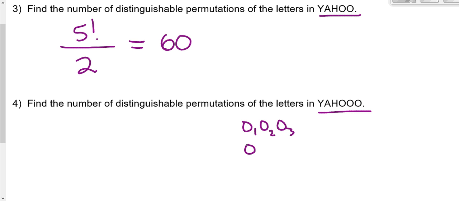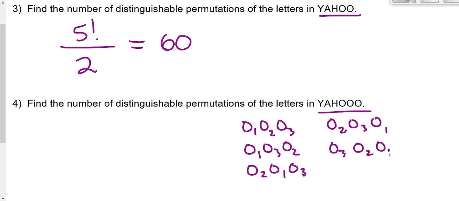We could have O1, O2, O3. We could have O1, O3, O2. We could have O2, O1, O3. We could have O2, O3, O1. We could have O3, O2, O1, and we could have O3, O1, O2. There are 6 ways to rearrange the 3 O's. Now that should make sense to you because 6 is 3 factorial: 3 choices for the first one times 2 choices for the second one times 1 choice for the third one. So we need to take the total number of letters, 6, so 6 factorial, and divide by 3 factorial to account for all the repeated O's that we have in this problem.